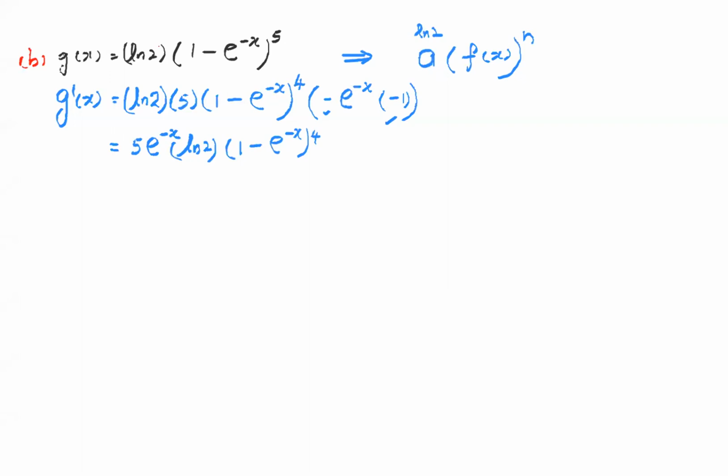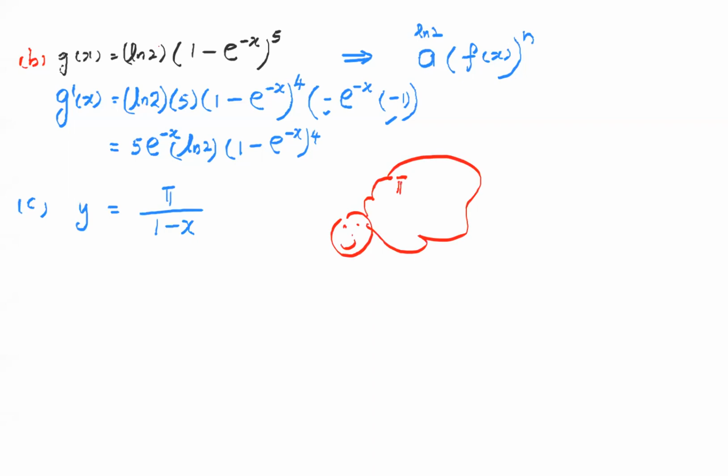Okay, now for part C, y equal to pi over 1 minus x. So straight away in my mind, your mind is very important. Pi is a what? Constant.